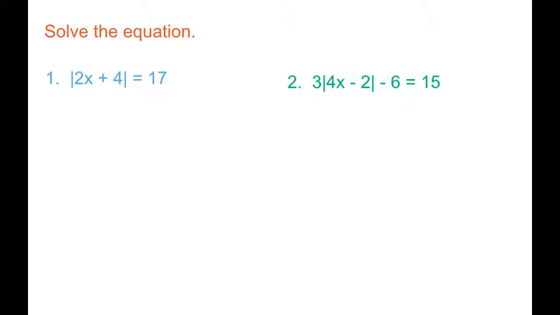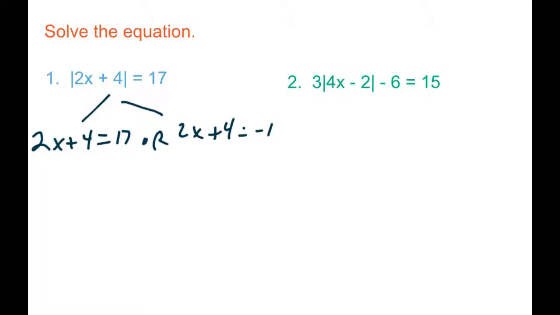Alright, so we're solving these absolute value equations. You're going to do this problem, stop it here, pause it, and then come on back and watch me. We know we're going to get two solutions, so we're going to break it up into two parts. 2x plus 4 equals 17, or 2x plus 4 equals negative 17. I just rewrote the equation, but I put a negative sign on the right equation and the word or in the middle. Then I'm going to subtract 4 on both sides, and I'll do that with both equations.